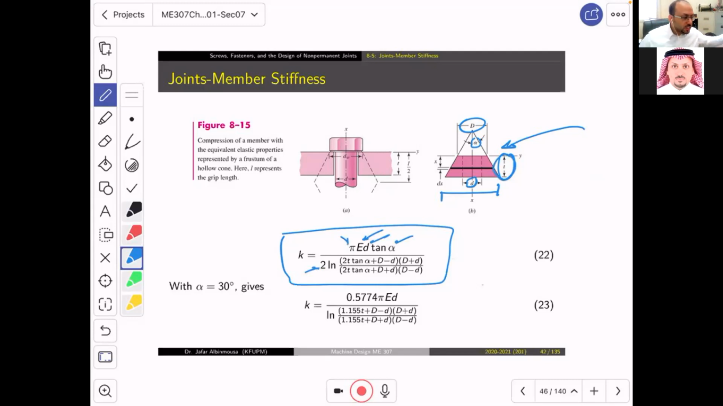Now, since it was experimentally verified that an assumption of an angle alpha of 30 is very reasonable, we can substitute tan 30. If we do so, the equation will get a little bit more friendly because we have K here. And again, look, we got rid of tan alpha over there. So we got a constant 0.5774 multiplied by pi, multiplied by E, multiplied by D. Down, also, we got rid of tan alpha. Now, this is the equation of the frustum.